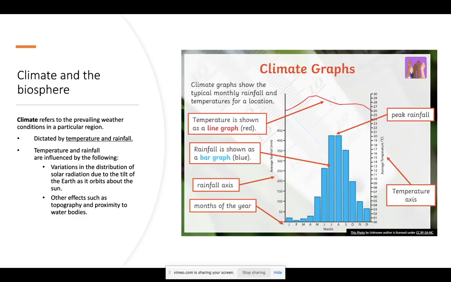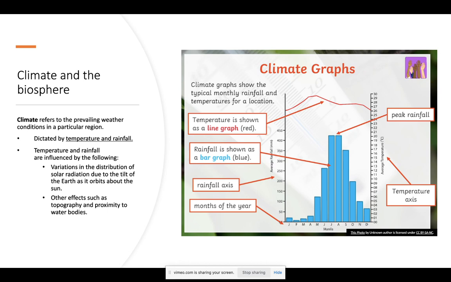So here we have just an overall description of climate. What is climate? Climate is just pretty much the weather pattern. It's the weather conditions in a particular region. There's two things that really are going to dictate the climate. Again, this is kind of self-explanatory if you just think about it sensibly. The temperature and how much rain.